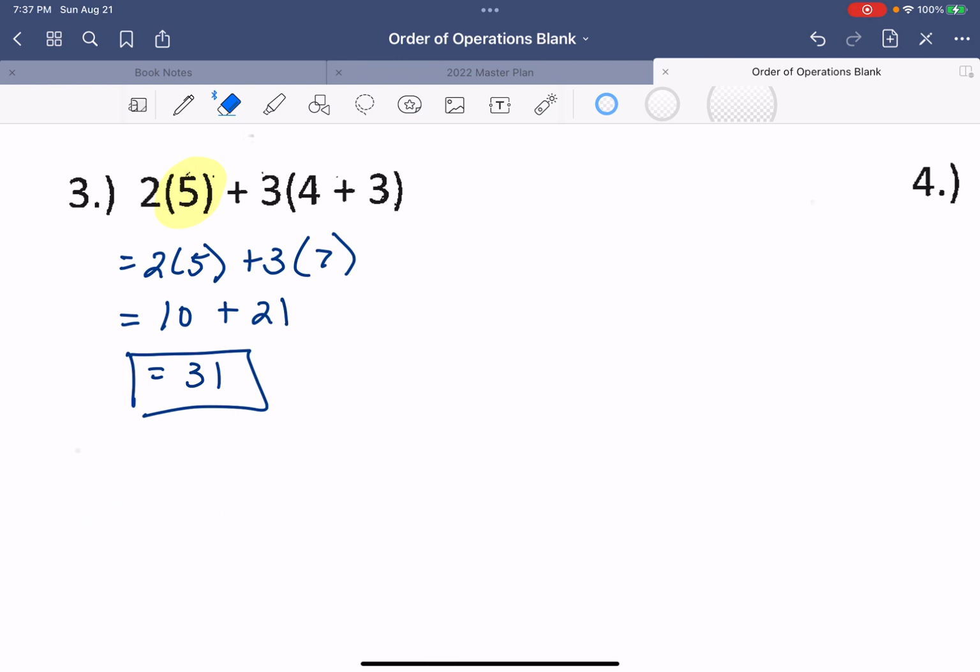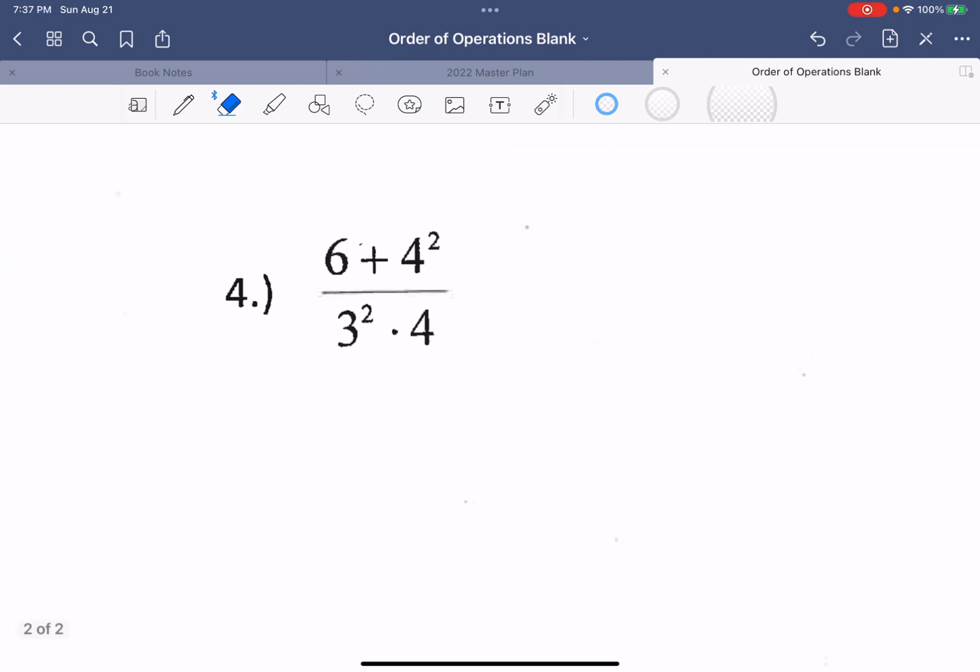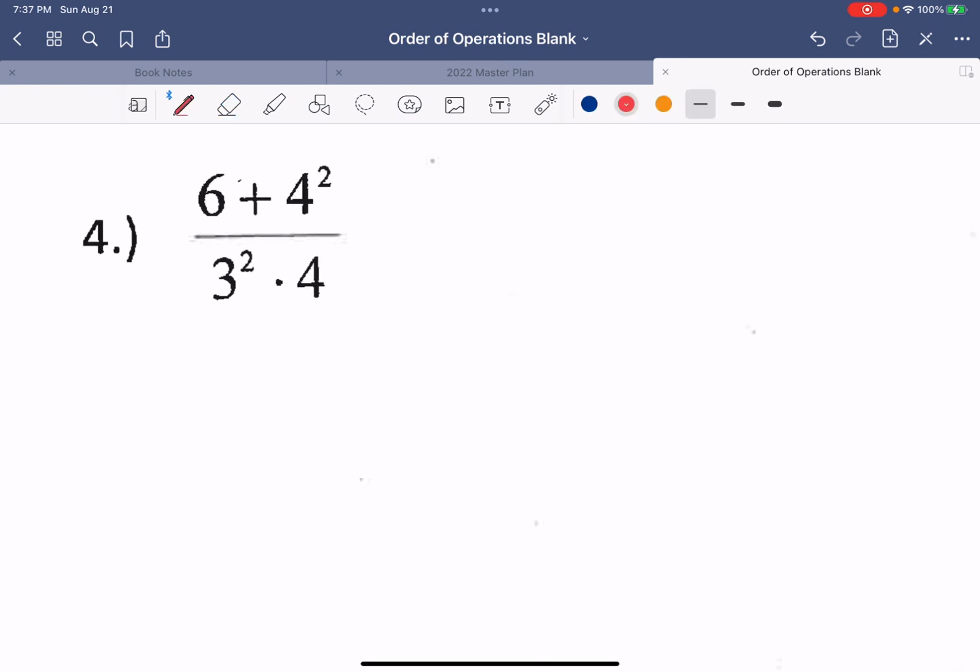All right. Last one. Now I know this is going to look very, very scary. I don't want you to be scared, because we're going to work through this together. All right. We have 6 plus 4 squared divided by 3 squared times 4. Ooh, what is the first thing that we do, people?